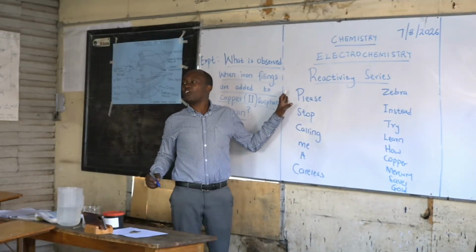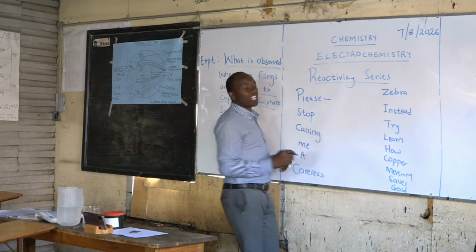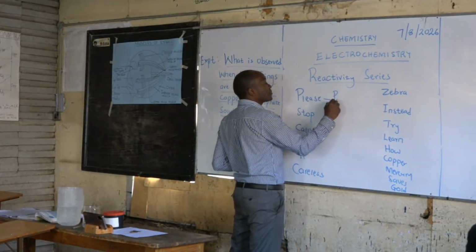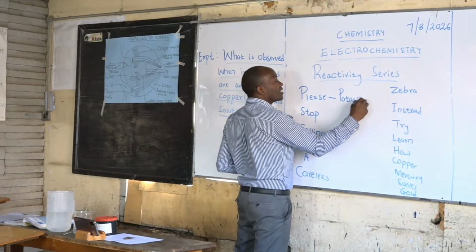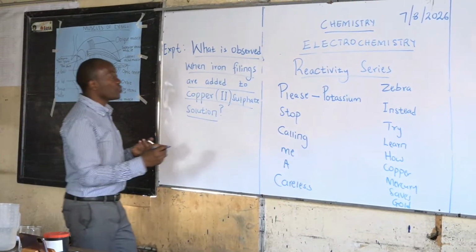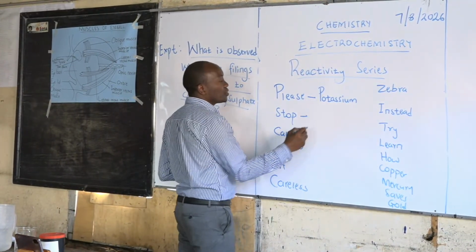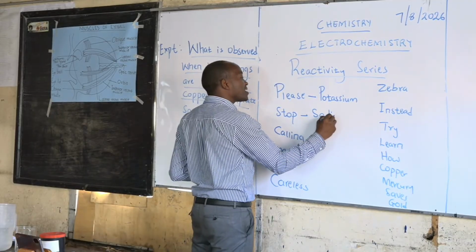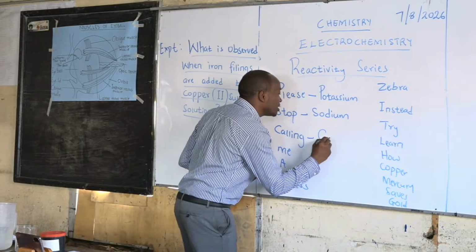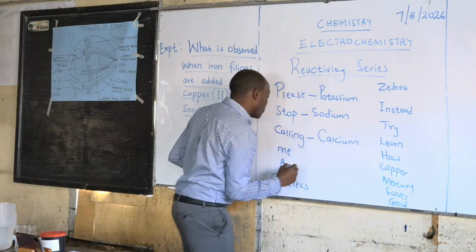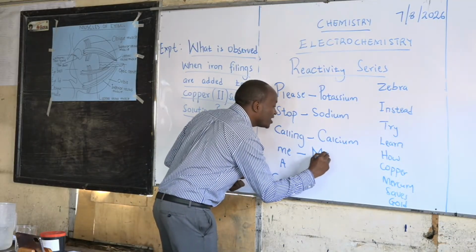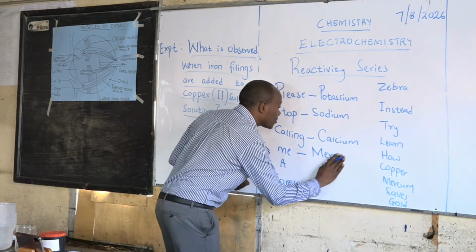Now, so "please" stands for potassium. Potassium is the most reactive element in the reactivity series. It comes from a Latin name, kalium. That's where we get the chemical symbol, all right? So we have potassium, then we go to sodium. From sodium we go to calcium, that's good. From calcium, magnesium, very good. So you've got to understand the reactivity series.